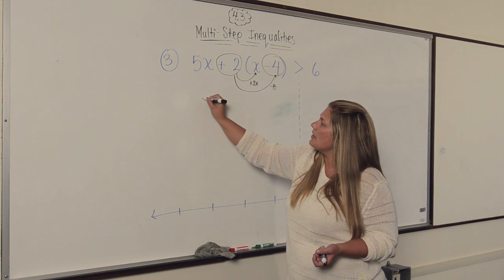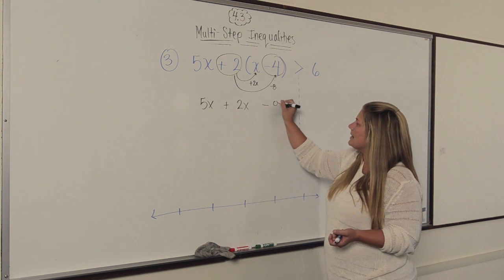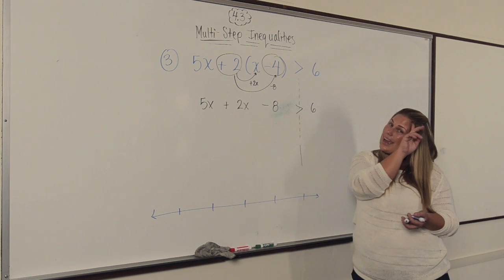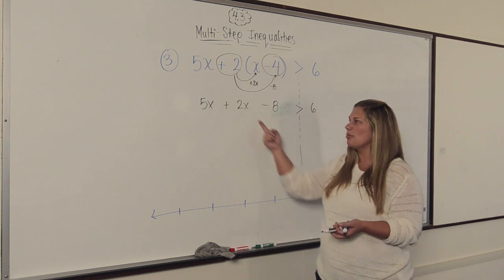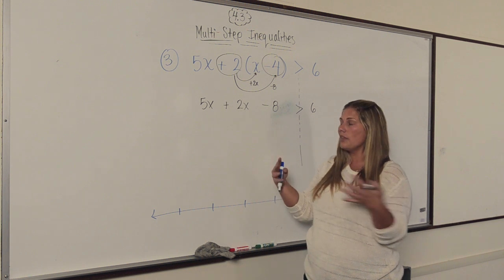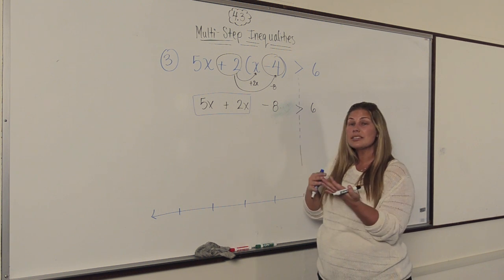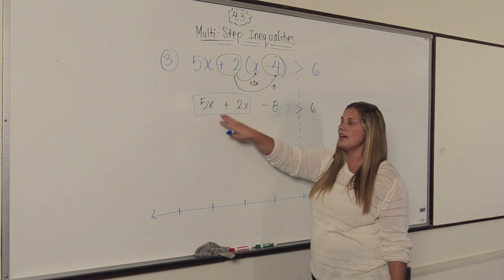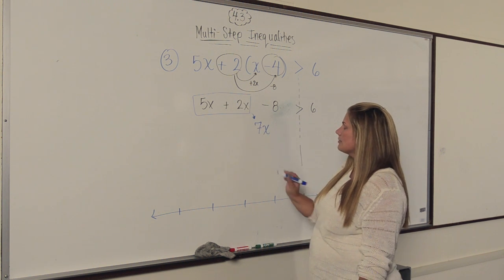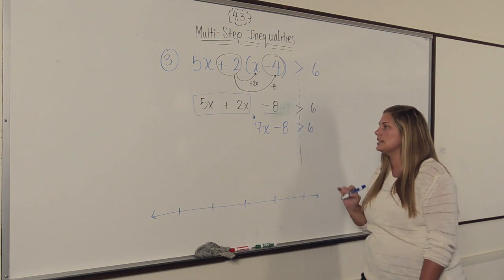So I still have this 5x. Now I have plus 2x minus 8 is greater than that 6. But now, I don't just have one variable, I have it twice. So I can't have the variable in 2 different places, so I need to put them together. Well, the 5x and the 2x, since it's the same variable, I can just combine that to one term. If I have 5 x's and I'm adding 2 more x's, that really just makes 7x. But then I still have this minus 8 is greater than 6.